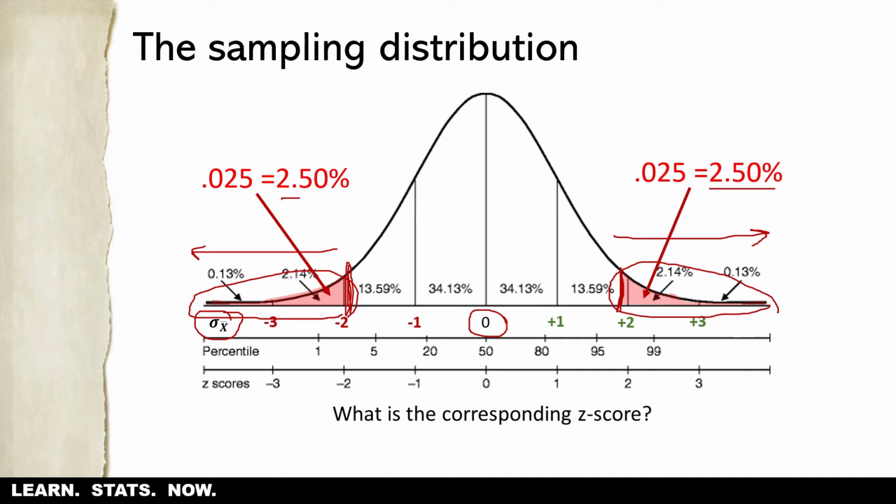That just means that 5% of the area under the curve is represented between both sides, both tails of the sampling distribution. So what is the z-score that corresponds to 0.025 on both sides?